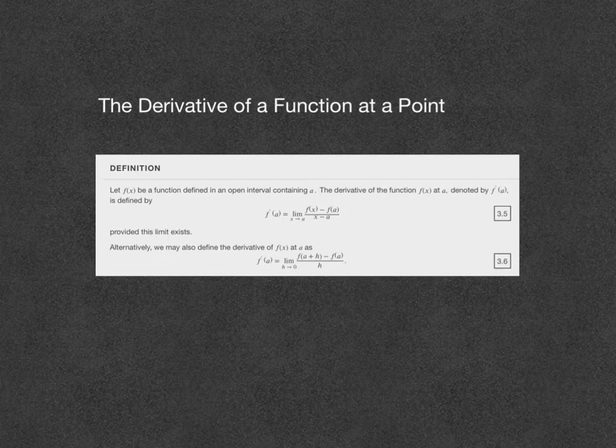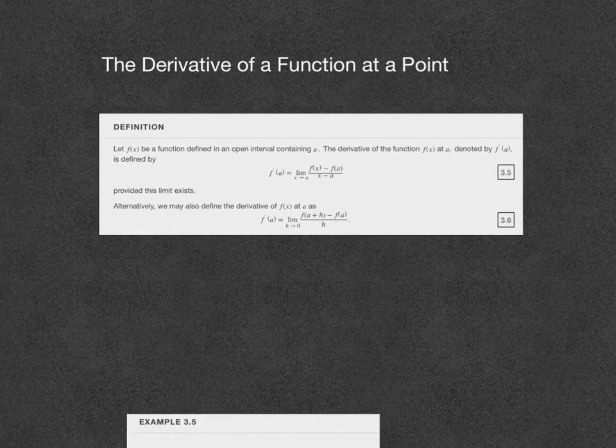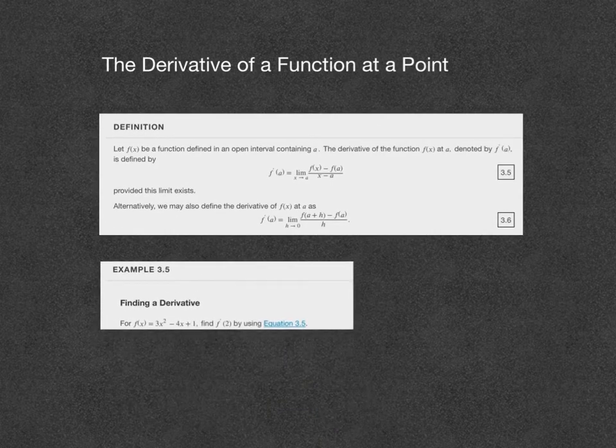So we'll do an example using this new notation. Let me scroll down a bit and pull my example up. Here we go. All right, and again, we're calling these formulas 3.5 and 3.6, so just pay attention whether it says to use equation 3.5 or 3.6. Okay, now I have a different quadratic equation. f(x) equals 3x squared minus 4x plus 1. And we're going to find f prime of 2 by using equation 3.5.